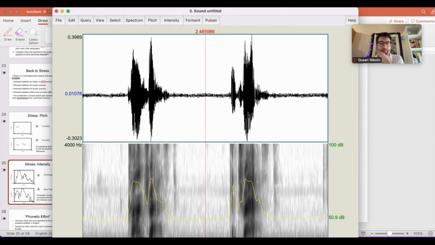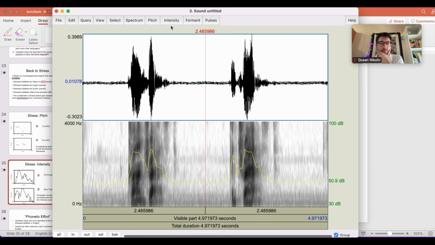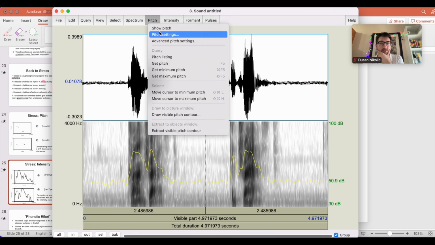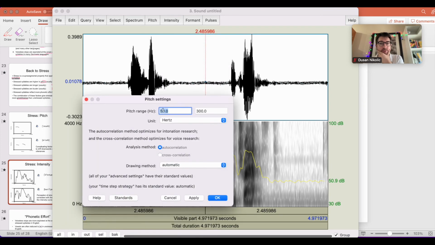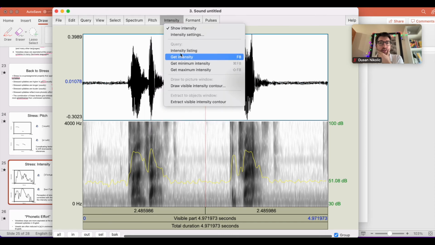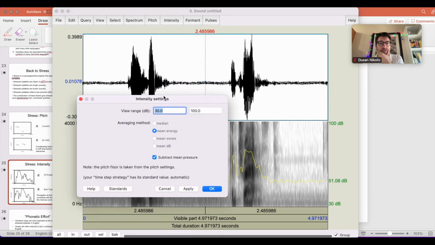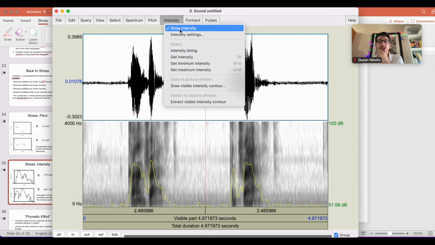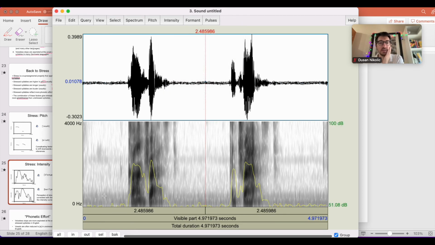Okay. So what I have here is I'll just set the pitch settings. Okay, standards are these. I'll just set the intensity settings. All right, good. So when we want to show intensity, we just go to show intensity, right? So here, show intensity, and this intensity trace appears, right?